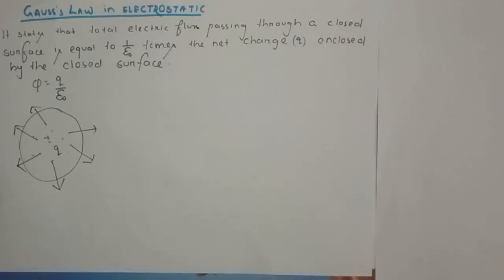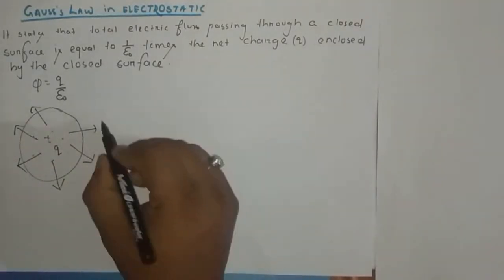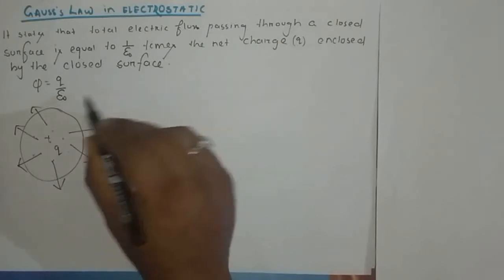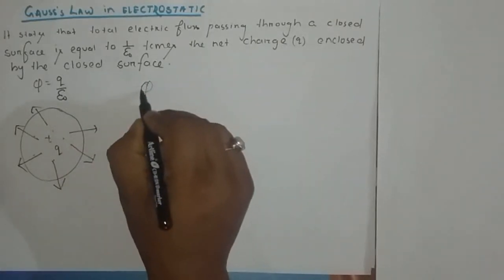Now mathematically how can I represent it? Let us write it down here. What will I write? This is flux. What is flux actually?